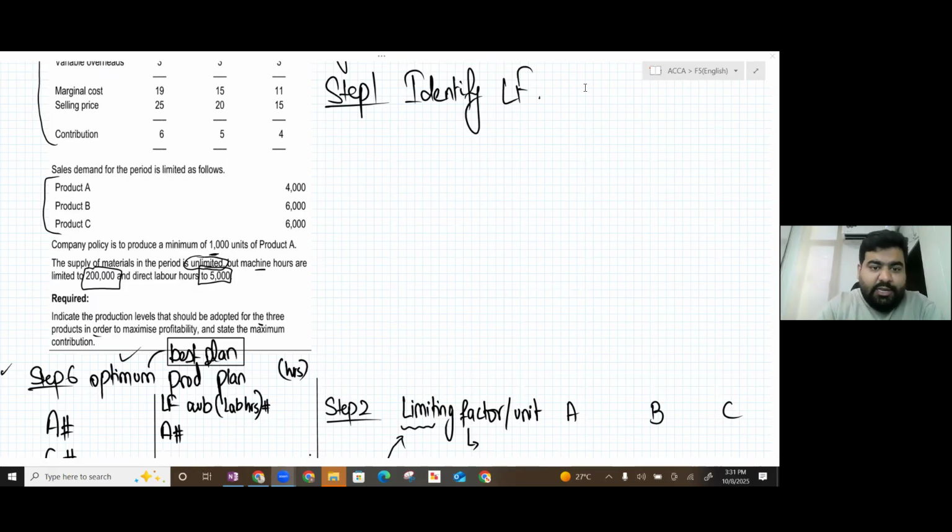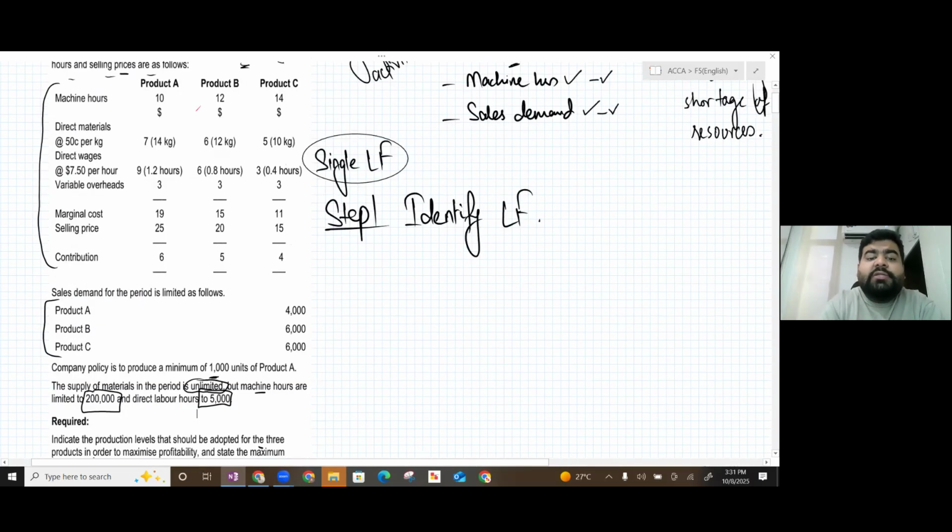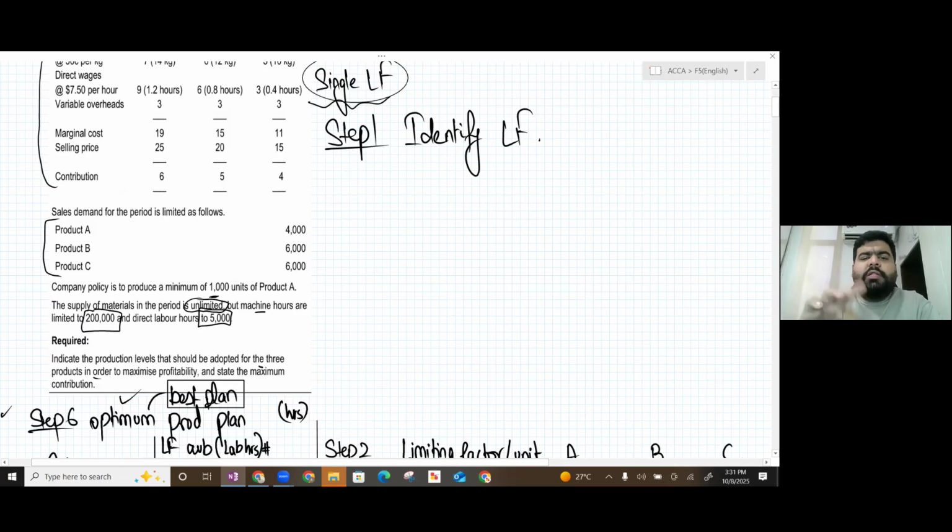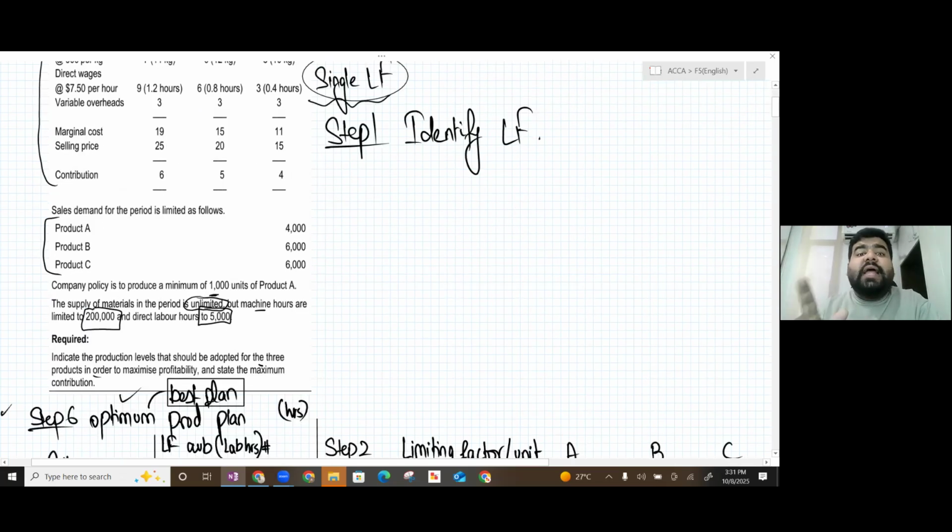So this is the scenario of the question we are doing, which is of the single limiting factor. First, we are doing the topic single limiting factor in the question. Then we'll do the topic with the multi limiting factors as well. With the single limiting factor, out of both labor and machine hours, we will have one limiting factor, and using that limiting factor, we'll do the complete question.